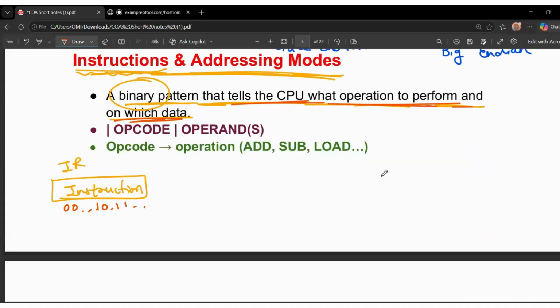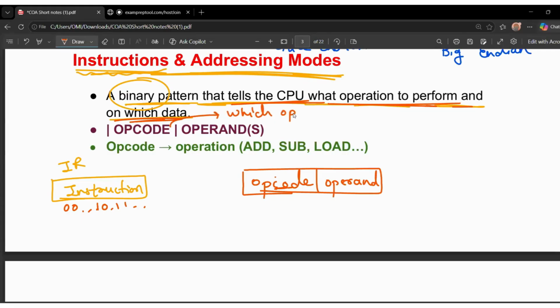So, your entire instruction will be divided into two types: opcode and operand. The opcode will tell which operation to perform, and the operand will tell on which item to perform the operation, on which data item.